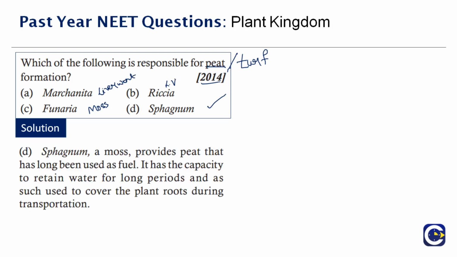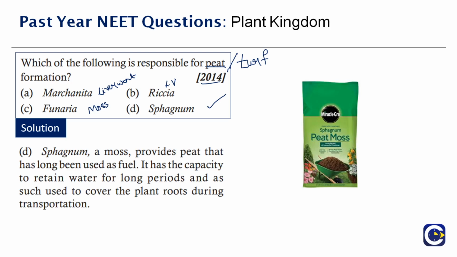So they commercially sell this peat for gardening purposes, because in some drought areas or when there is scarcity of water, you can apply this peat moss over the surface of the plant and you can pour in water, and the water will stay for a longer time, which will help in the refreshing of the plant. Okay, so the correct answer to this question is sphagnum. Okay, fine. Now let's move to the next question here.